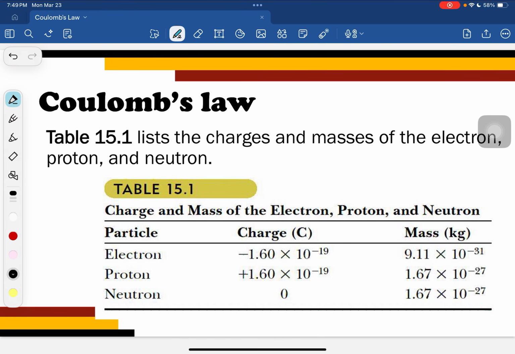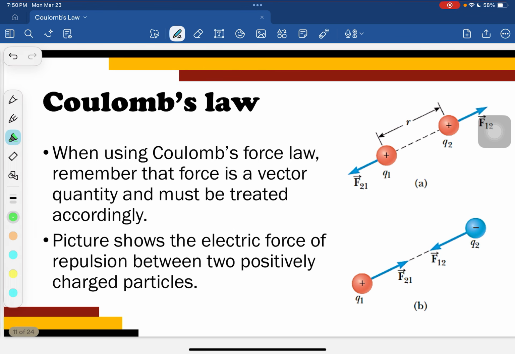So we have here the three subatomic particles: the electron, the proton, and the neutron. We said a while ago that the electron has a negative charge, the proton has a positive charge, and of course a neutron is not a charged subatomic particle, so that's zero. And for masses, we can see here that the electron is fairly light compared to the proton and the neutron. These are heavier than the electron.